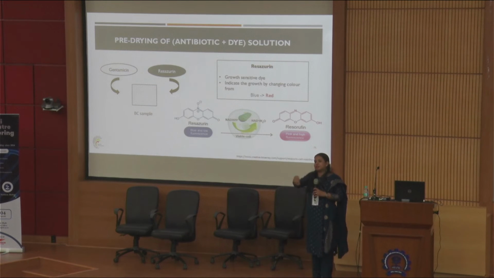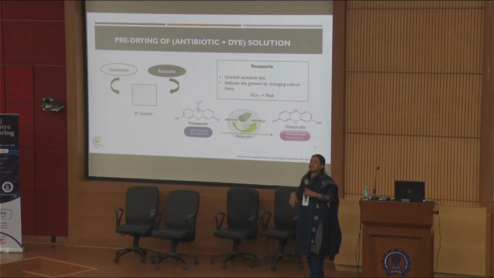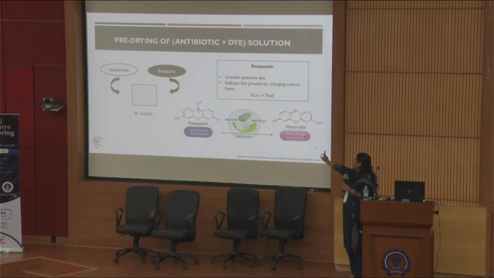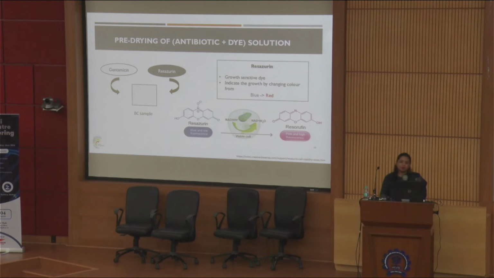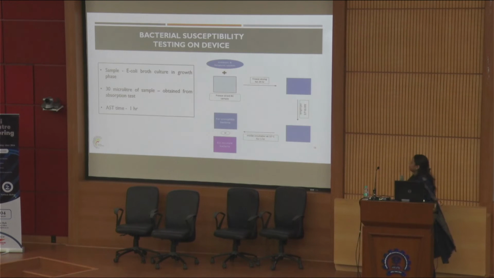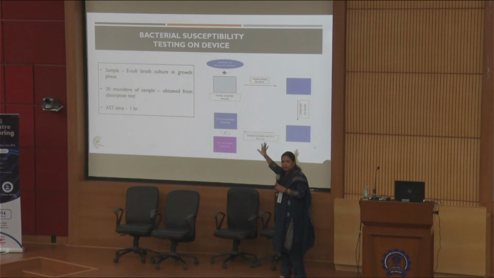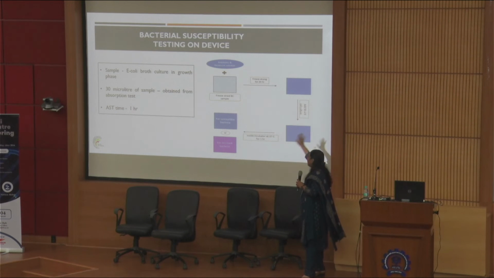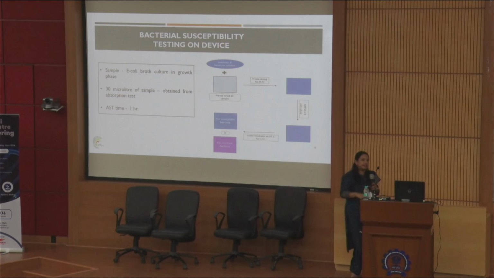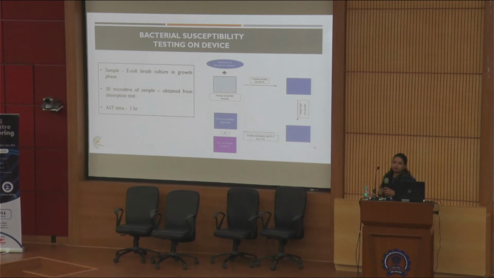Second, how do you know it is killed or not? We need a dye which changes color only if the bacteria is thriving. In this case, we have used resazurin, which changes color from blue to pink if the bacteria is still growing. So it's a dye which indicates growth of bacteria by changing color. So in the bacterial cellulose, the dye as well as the antibiotic are pre-dried in the sample. That is a device. And then what happens?